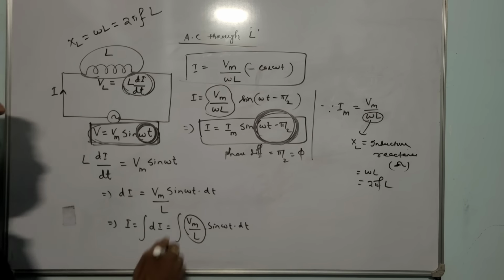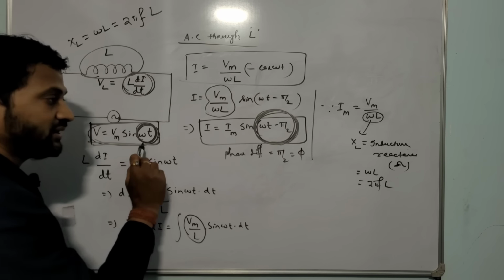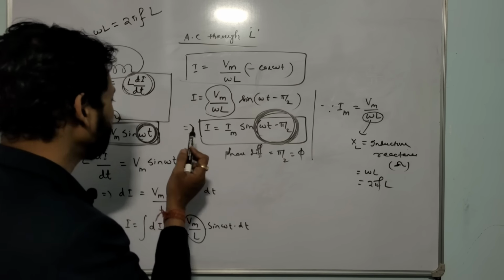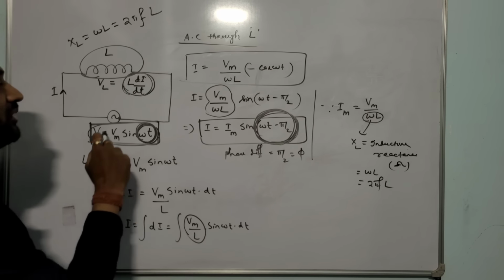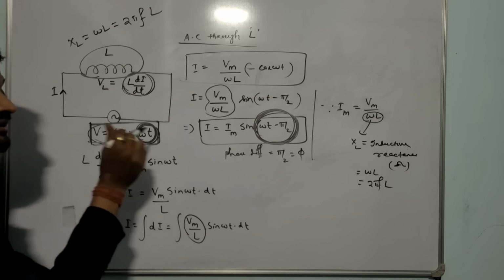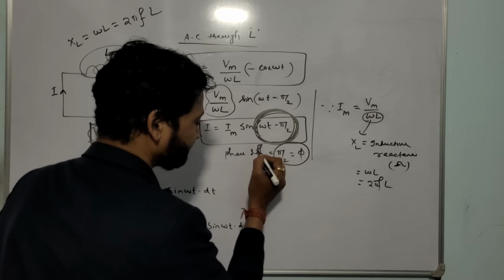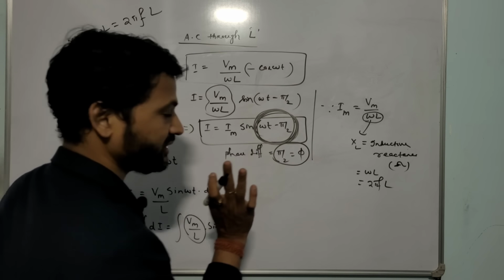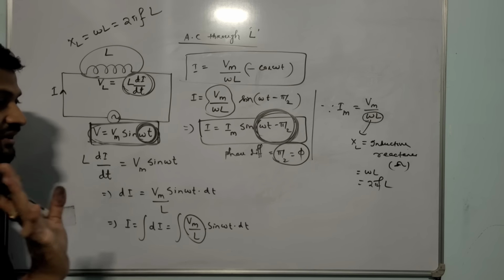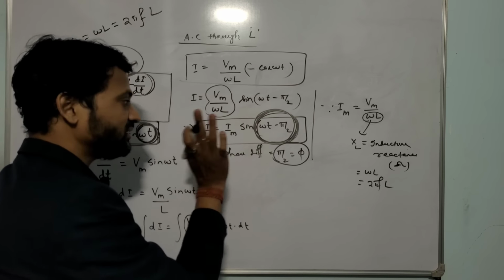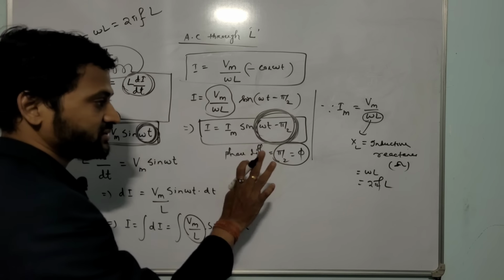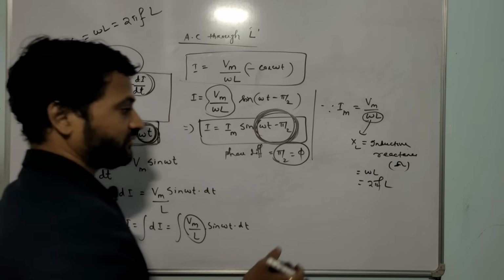But now the point is leading or lagging. Whether voltage is leading or current is leading, we have to check. Remember one thing: the phase difference is pi by 2, no doubt, but whether it is leading or lagging, to understand this we can go for the phasor diagram.